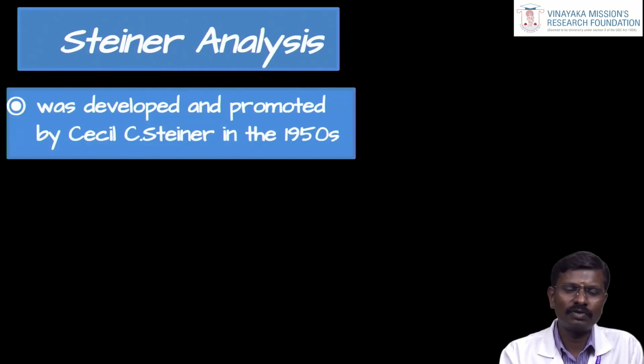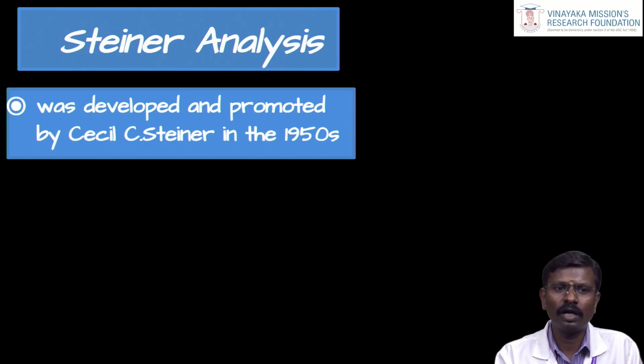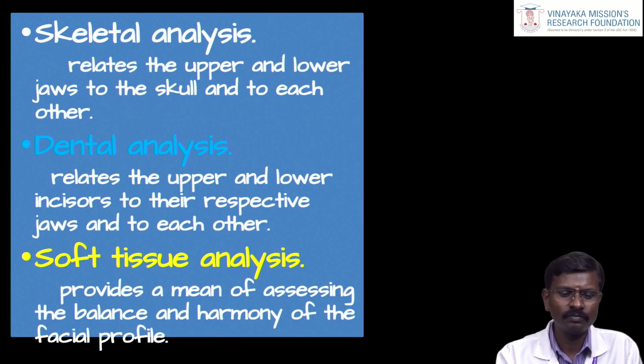So coming to analysis, we are going to see 3 analyses. These are the basic analyses that we should know, and we can do them for our patients in day-to-day practice. The first one is Steiner's analysis. Steiner's analysis was developed by Steiner in the year 1950. Here he divided the analysis into 3 parameters. One is skeletal, to find out whether any malocclusion is related to a skeletal problem. The second is dental: is there any malocclusion in the dental region? And the third is the soft tissue region.